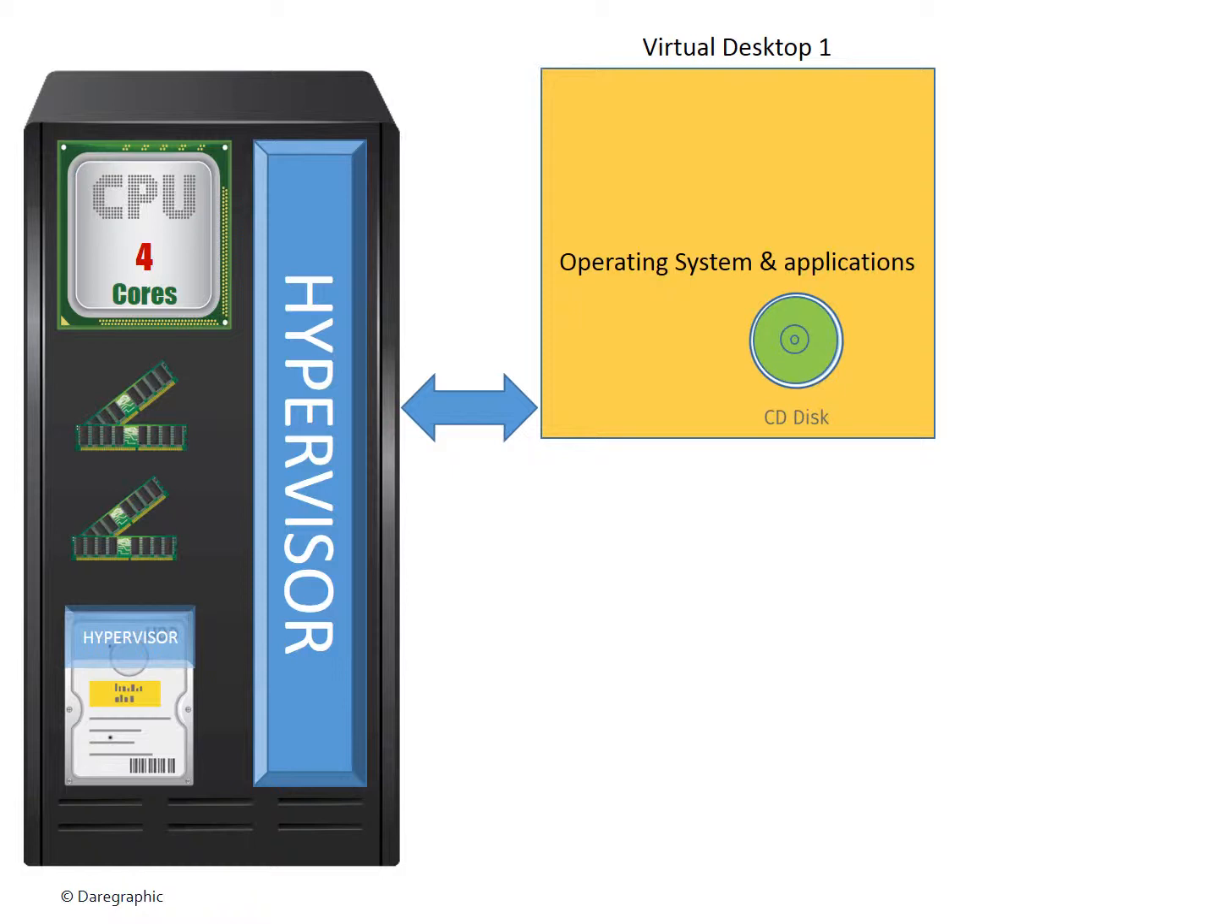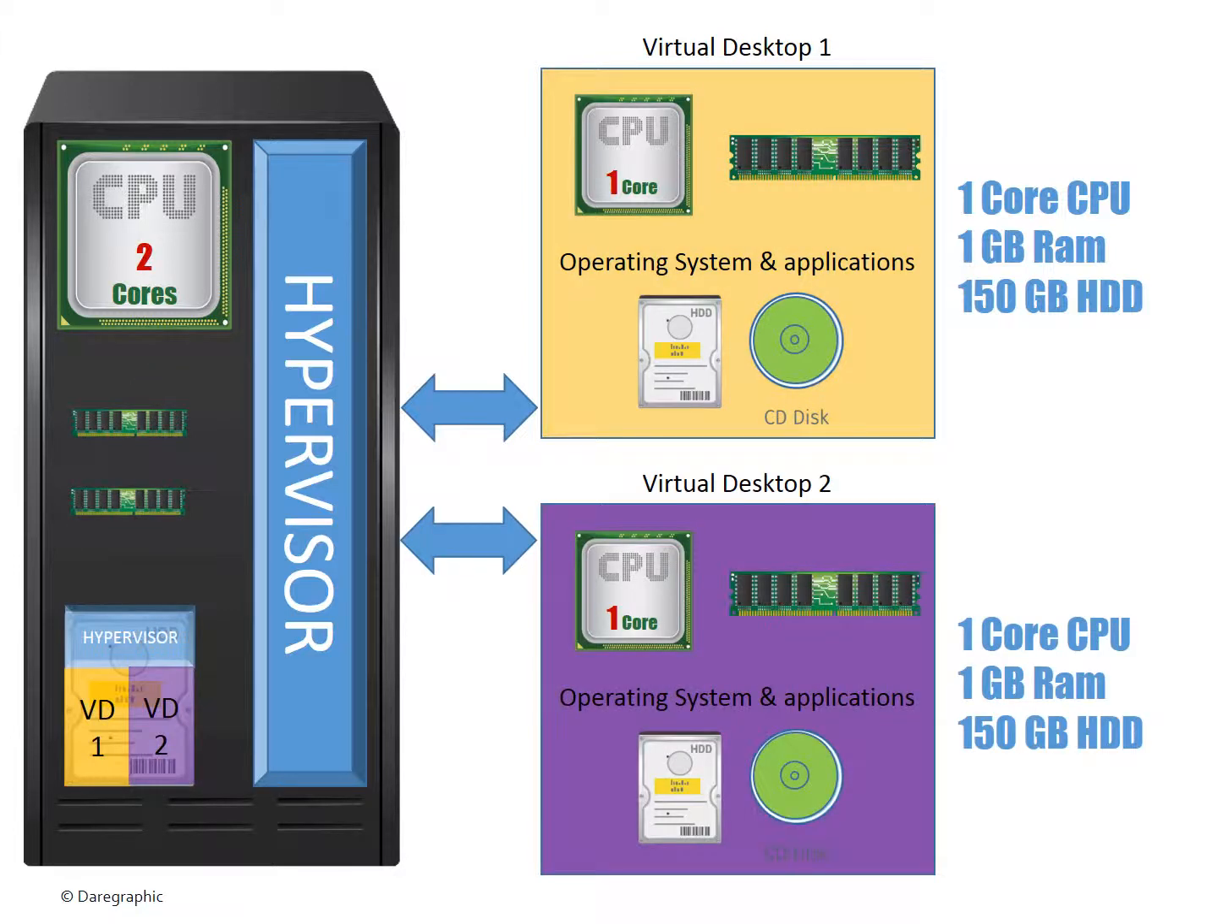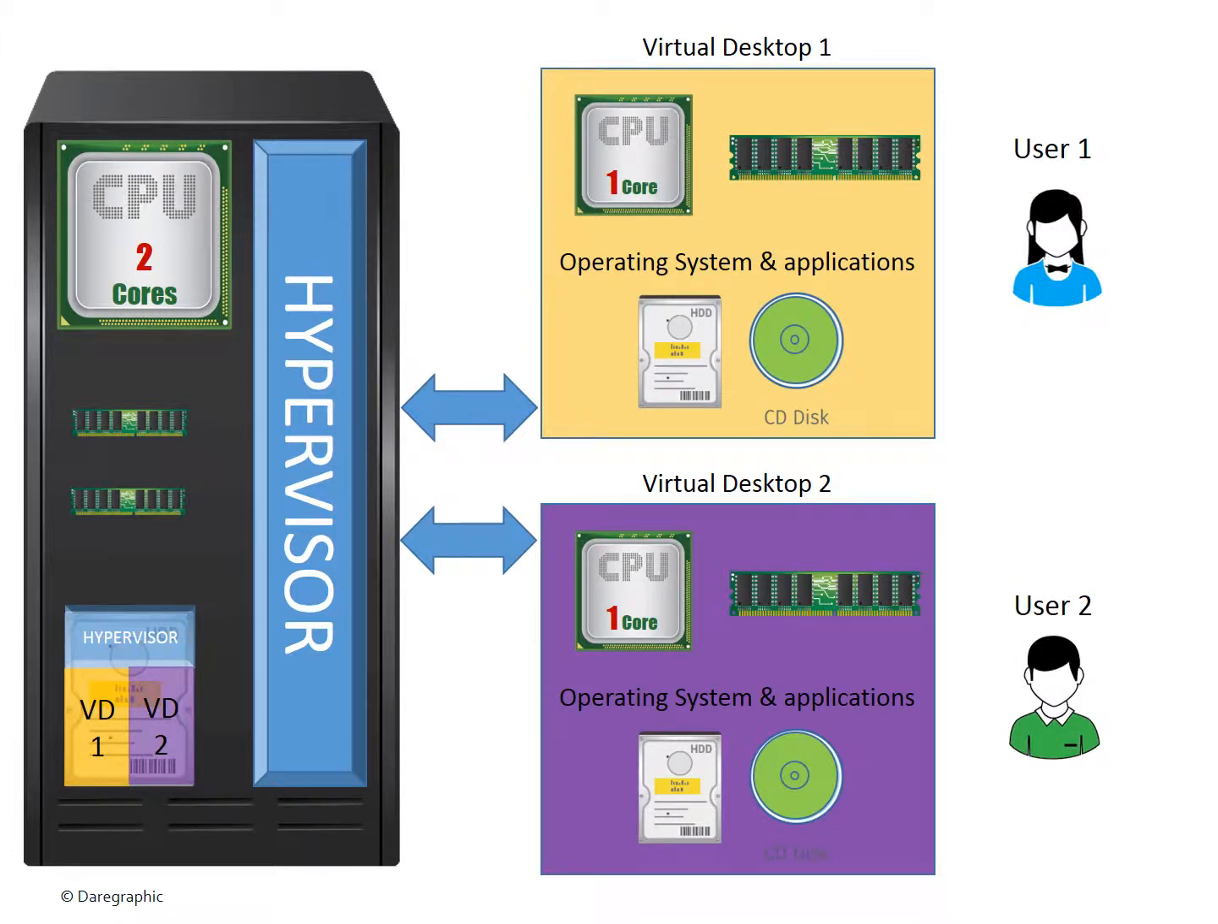Next step, we insert our virtual PC CD disk as explained earlier, and we tell the hypervisor to create a new virtual PC. In this scenario, the hypervisor will assign 1 CPU core, 1 GB of memory, and 150 GB of disk space, roughly 1/3 of the hardware we have at our disposal. We can repeat the same configuration with another virtual desktop, and we now have 2 PCs, each running part of the hardware available. 2 PCs for the price of one per user.